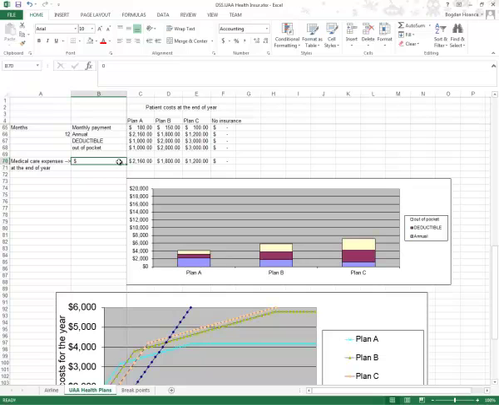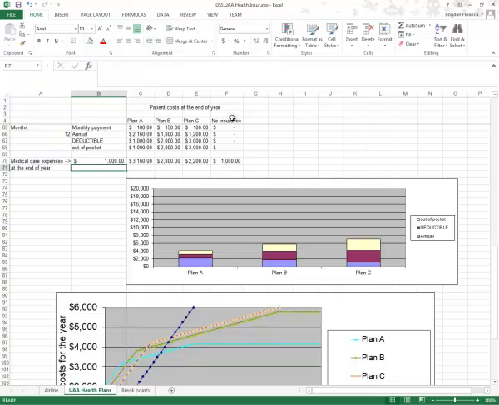Now, let's assume that the patient goes to the doctor and is charged $1,000. Notice what happens. In the case of no insurance, the patient has to pay $1,000 out of pocket. In the case of plan A, the patient has just met the deductible, $1,000. And in addition to that, he or she will have to pay $2,160 for a total of $3,160. So even though the doctor only billed $1,000, under plan A, the patient will have to pay $3,160.